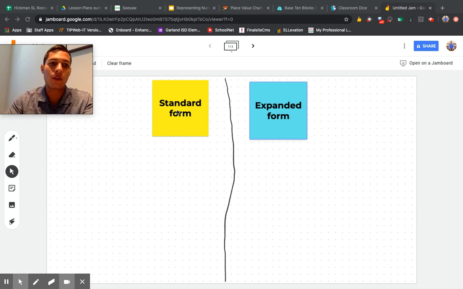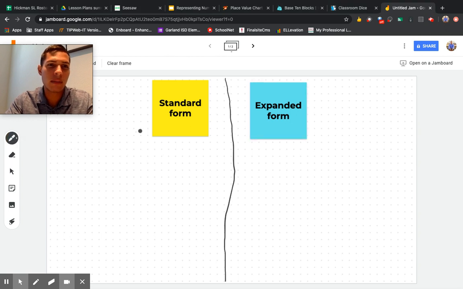In standard form. I said, Mr. Escobedo said standard form. Write this in standard form. So let me go ahead and get a marker going. All right, let's write this. We said 52.